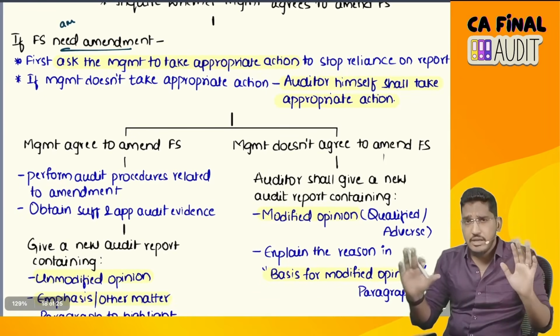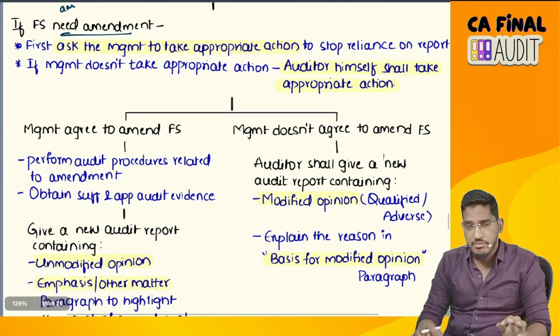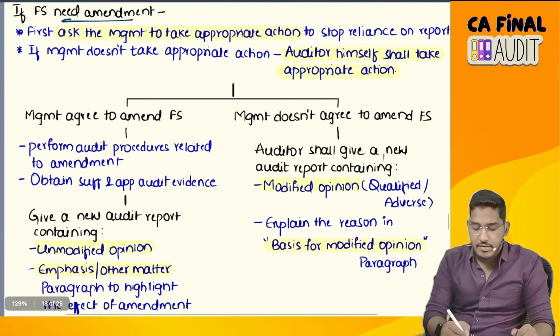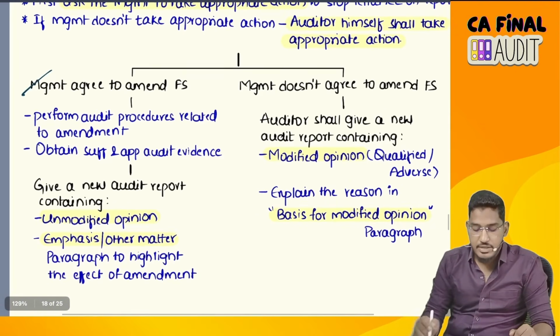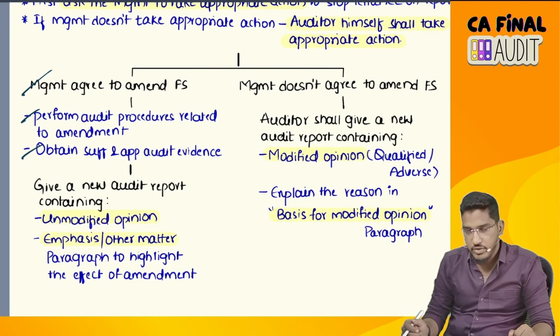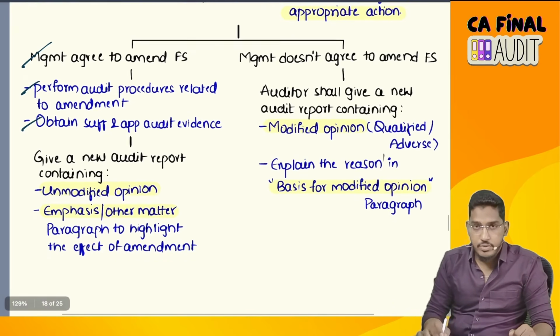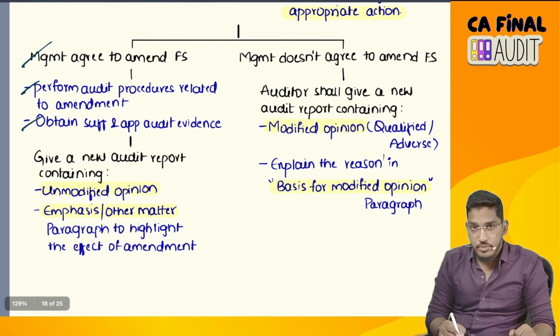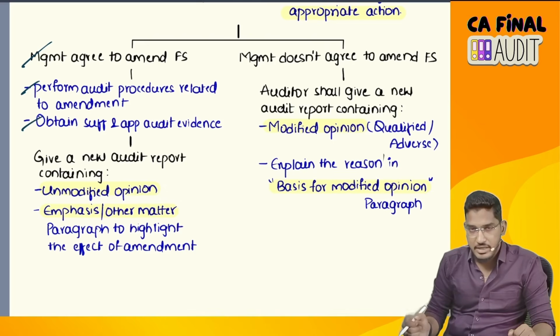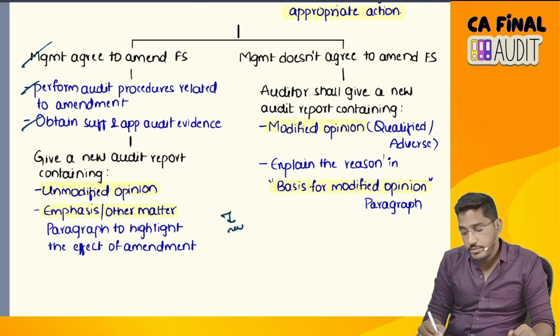Now, once someone has taken the action to stop the people from relying on the audit report, if the management has agreed to amend the financial statements, here also I will perform audit procedures related to the amendment. I will try to obtain sufficient and appropriate audit evidence. I will give a new audit report. Now the standard will say give a new audit report, and in that audit report I will give an unmodified opinion only. Why? Because management has amended the financial statements, but now you are giving a new audit report and the shareholders already have one audit report.